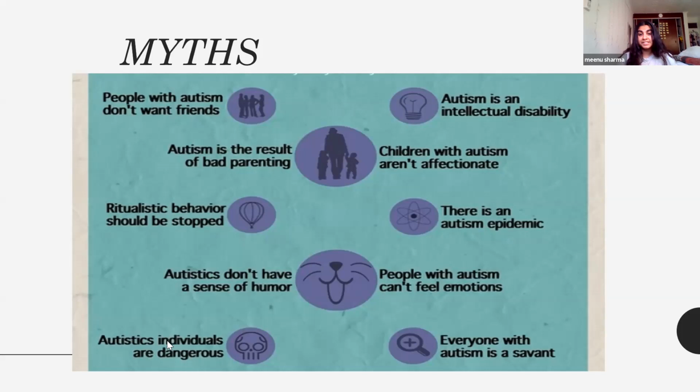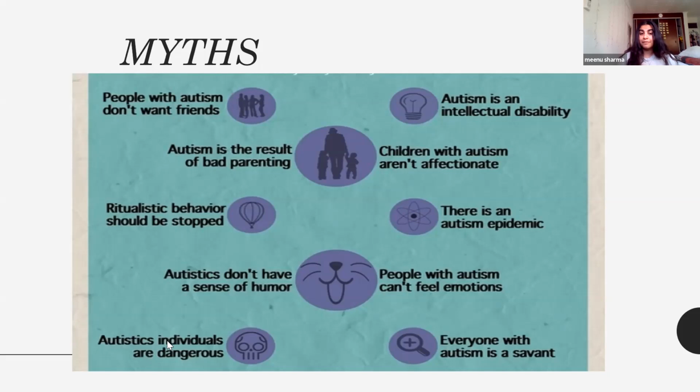Everyone with autism is a savant. Savant syndrome is a condition when someone with a significant mental disability demonstrates certain abilities far in excess of average. Although most savant cases come from autism, there is no proof to show everyone with autism is a savant.